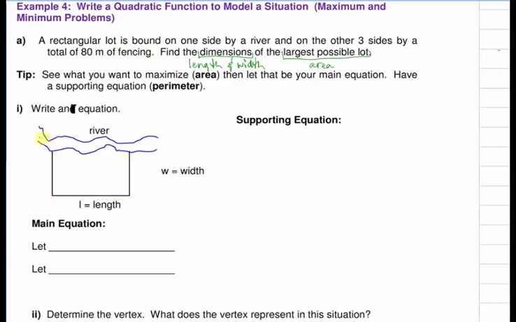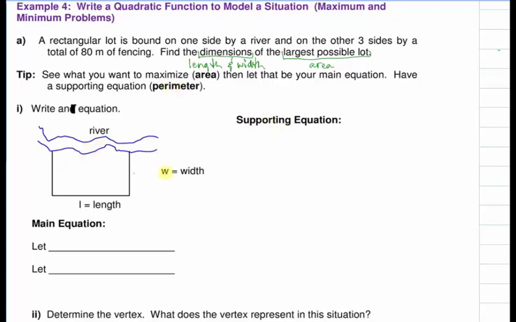So here's a diagram. Here's your river. Here are the 3 sides of your lot. You know that these 3 sides use up 80 meters of fencing. We're first going to start on the supporting equation. So when you work on these kinds of questions, first deal with the supporting equation and then we deal with the main equation. Now our supporting equation for this will be perimeter, like I said earlier.